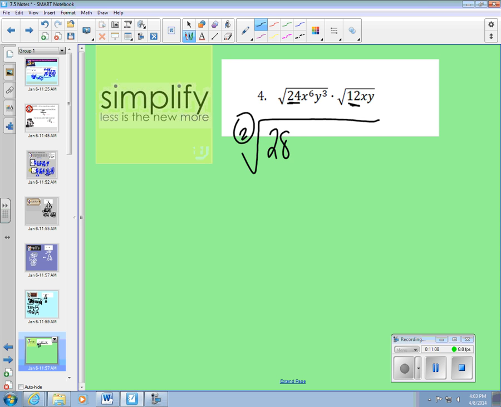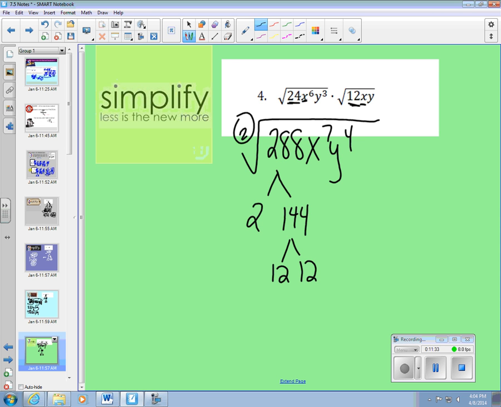288. We have x to the 6 times x. We know when we're multiplying like monomials, we add their exponents. So we have x to the 7th, y to the 3rd times y gives us y to the 4th. All right, so this looks exactly like what we did. We can break our 288 down into 2 times 144. And we know that 144 we can break down into 12 and 12.